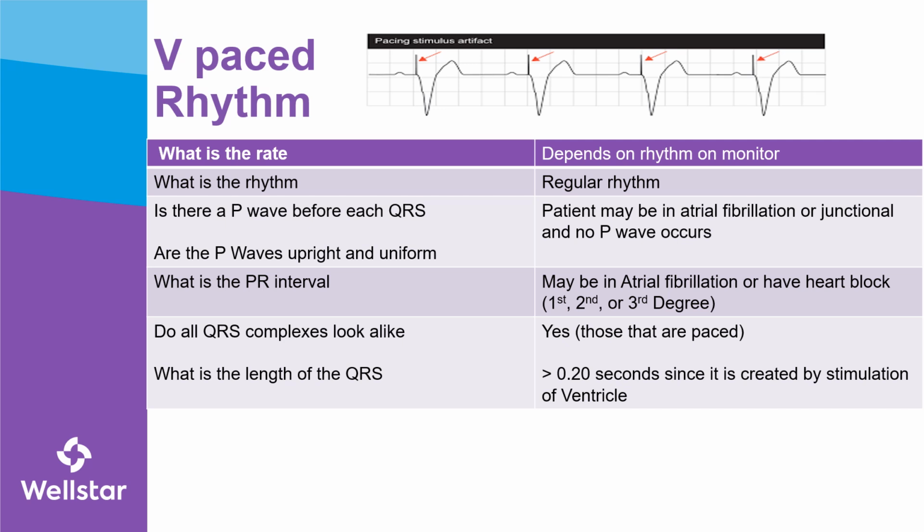Do all QRS complexes look alike? Yes, those that are paced look the same. And what is the length of the QRS? These are wide complexes, greater than 0.12 seconds, since they are created by stimulation of a ventricle. So you got your P wave there, that's intrinsic, but it needs a pacer spike and you get your wide QRS complex.